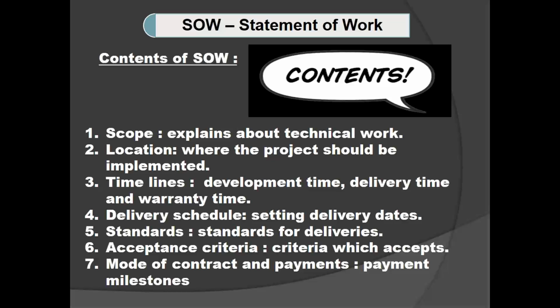Then next one is mode of contract and payments. This I already explained in module number 1. We have 2 types: one is fixed bid and the second one is retainer. Fixed bid means the cost of the project will be fixed irrespective of the resources you are using. The client says, I'm going to pay you $5,000. You need to complete this project within 5 months. So whatever resources you use, the client is not bothered.